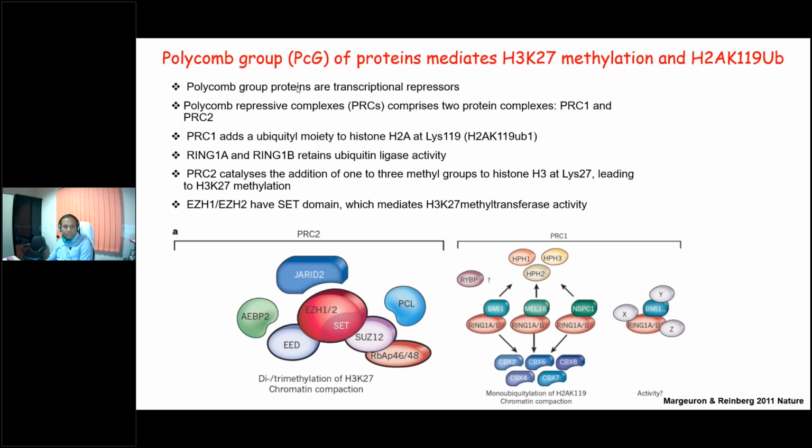Okay, and this is mediated by, again, a complex of proteins. They are called polycomb repressive complexes, PRC, that have been identified in two different complexes, called PRC1 and PRC2. PRC1 basically mediates the H2A K119 ubiquitination. This is the PRC complex.